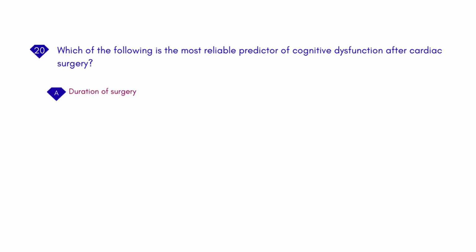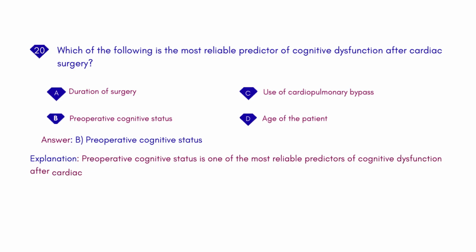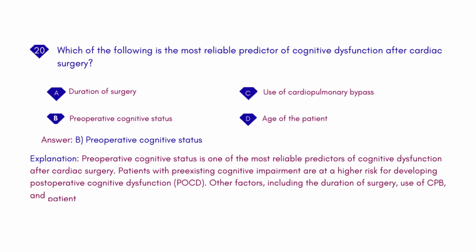A. Duration of surgery. B. Preoperative cognitive status. C. Use of cardiopulmonary bypass. D. Age of the patient. Answer: B. Preoperative cognitive status. Explanation: Preoperative cognitive status is one of the most reliable predictors of cognitive dysfunction after cardiac surgery.